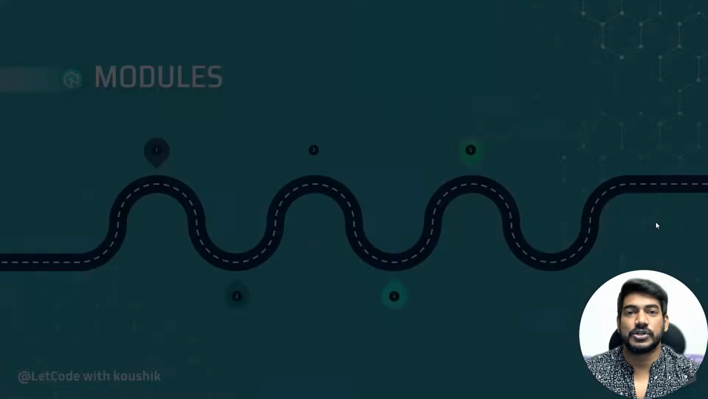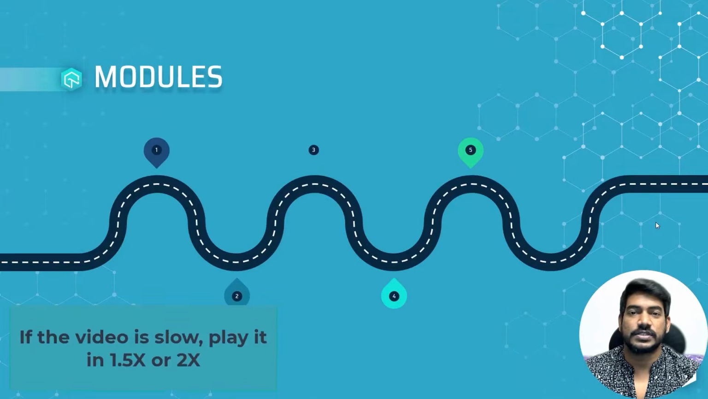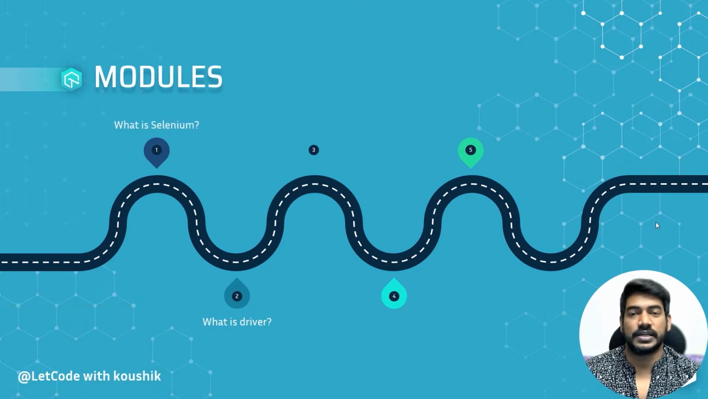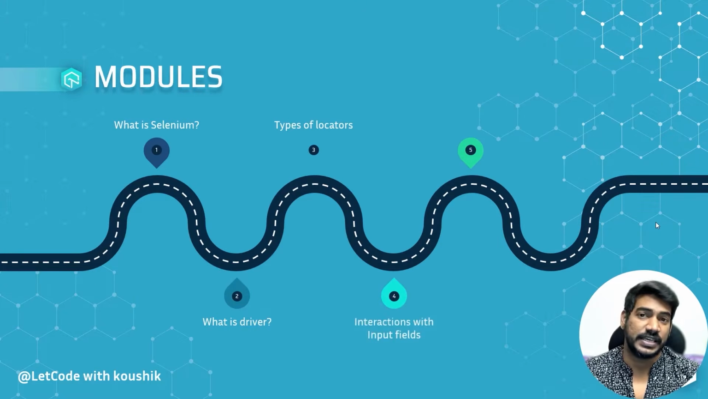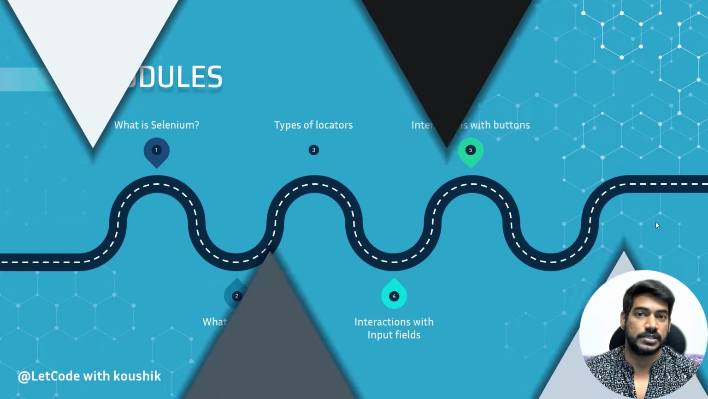In this tutorial, we are going to learn a few concepts in Selenium. First, we'll start with what is Selenium, and then what is the use of a driver like Chrome driver, Microsoft Edge driver or the Gecko driver. And then we learn the types of locators that are used to interact with the different types of elements. And then we'll see a use case scenario where we are going to interact with the different types of input fields, and also we are going to learn how to interact with buttons.